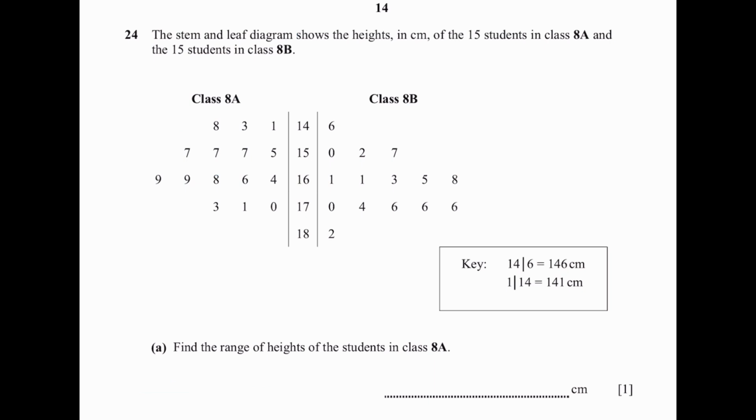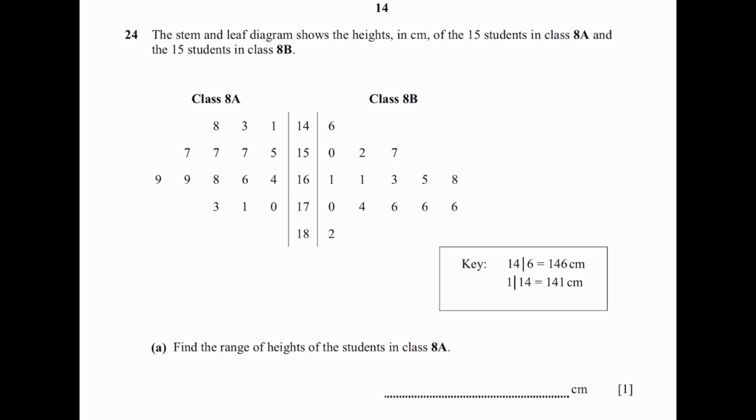Question 24. The stem and leaf diagram shows the heights in centimeters of the 15 students in class 8A and 15 students in class 8B. So look at this stem and leaf diagram. The key is 14 stem 6 equals 146 centimeters, and 1 stem 14 equals 141. Whichever number is on the right or the left of the middle numbers, those other numbers always come at the end. Look, this 6 comes at the end of 146. This 1, even though it comes before the 14, comes at the end: 141.